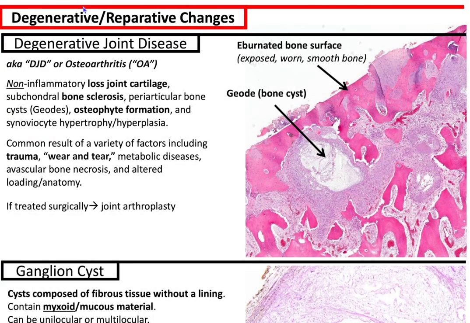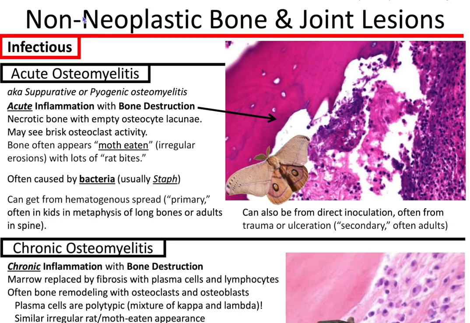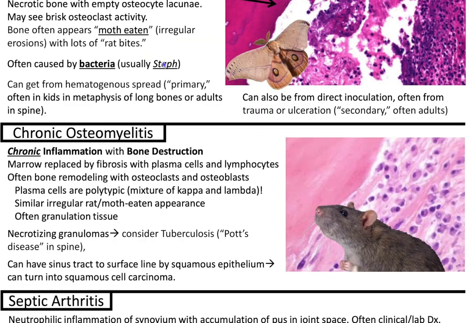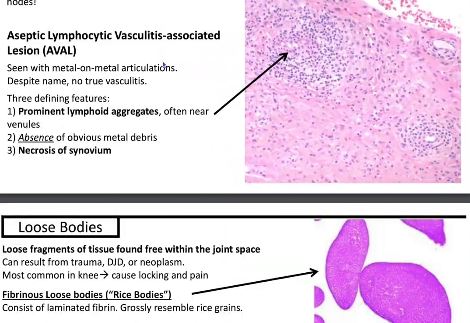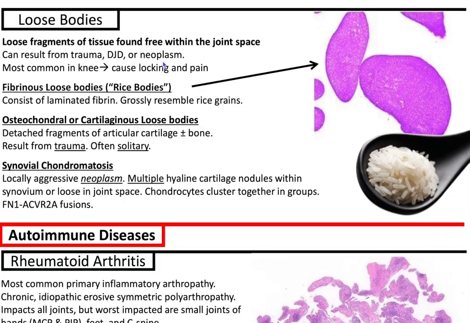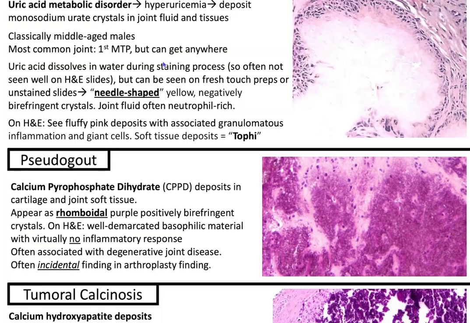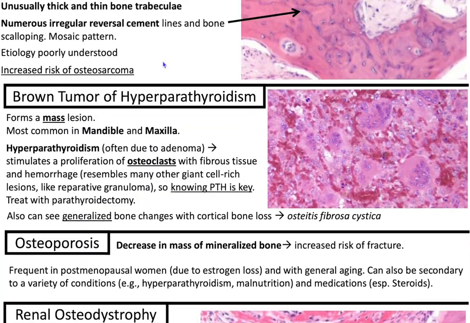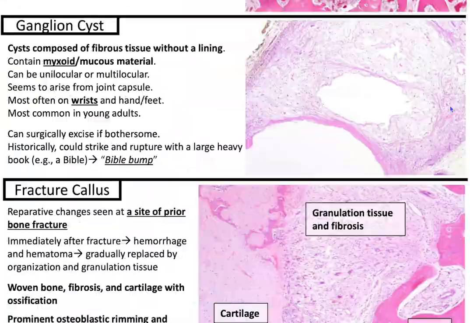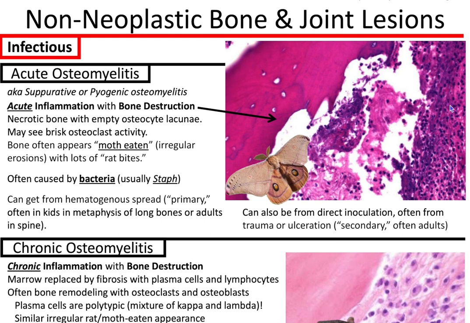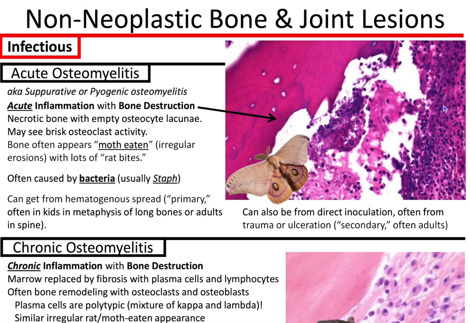Today we're going to use Kurt's notes to talk about non-neoplastic bone and joint lesions, which can be divided into infectious, degenerative, autoimmune, crystalline, and metabolic. Currently, I'm on my soft tissue rotation, and it's quite hard.